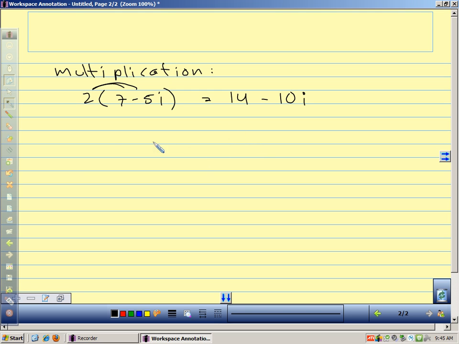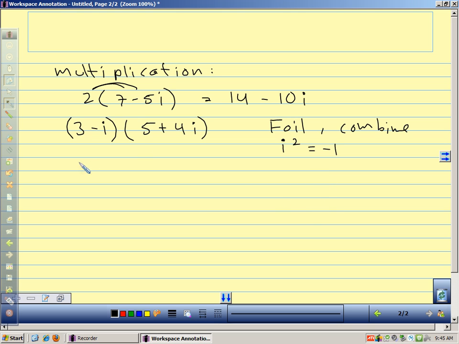If I have 2 complex numbers that I'm multiplying, let's say I have 3 minus i times 5 plus 4i. If I have something like this, I'm going to FOIL and then combine. And remember that i squared equals negative 1. So we can use that to simplify. So let's do the procedure for this.